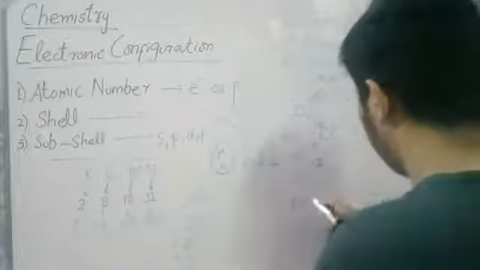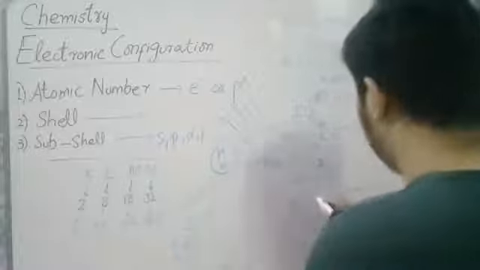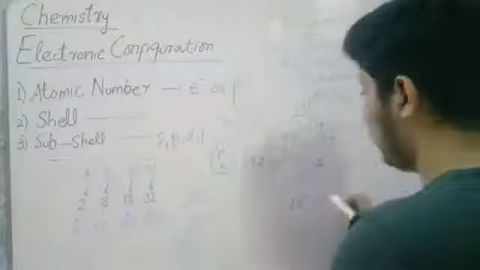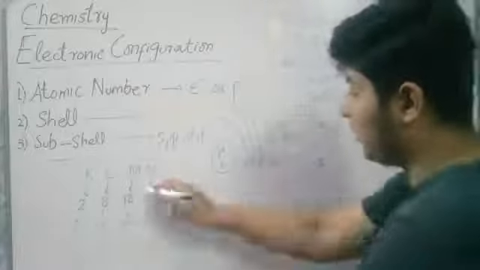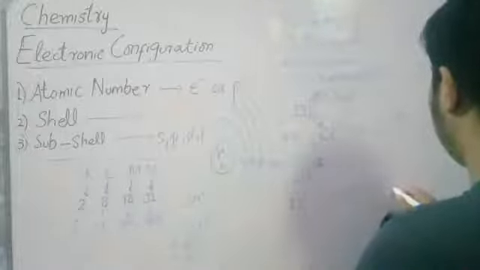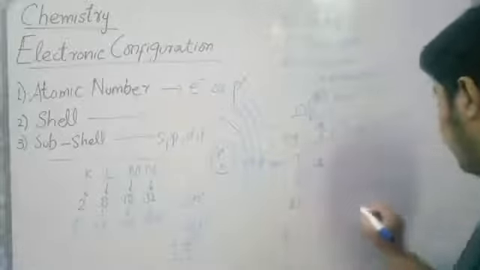Then we have shell number 2: 2s2, and it contains 2 subshells, then 2p6. Then the third shell will be 3s2 and 3p6. This is the electronic configuration of chlorine.